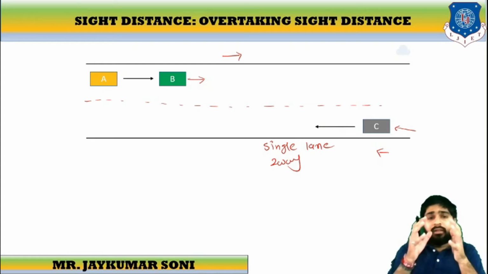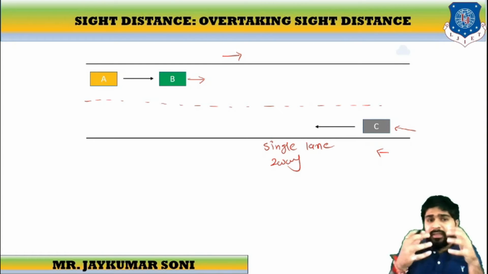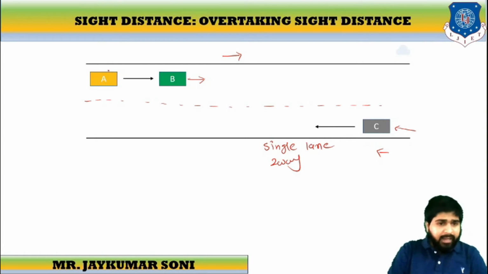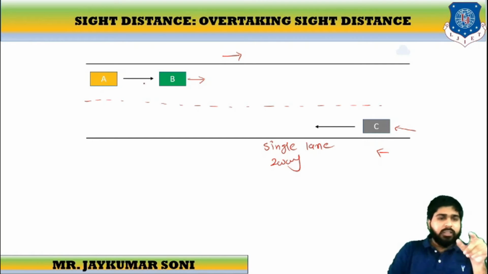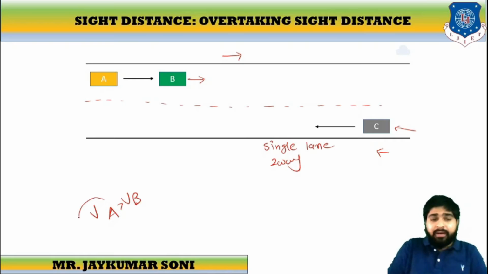Now, while observing these things, the driver of vehicle A comes to a conclusion that the driver of vehicle B is driving the vehicle quite slower. So the speed of vehicle A is more than vehicle B. So vehicle A's driver will think to overtake vehicle B.